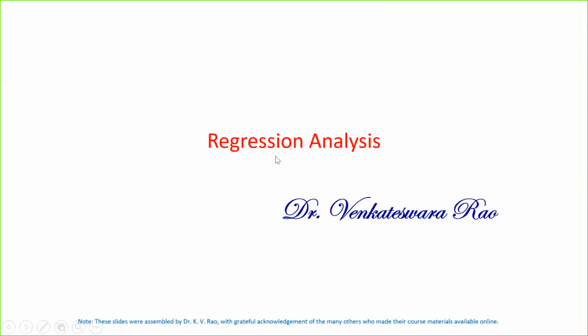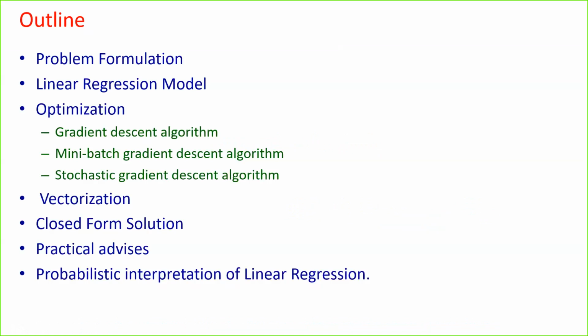This is the agenda for today's session. We'll see what the problem is and the solution for it, the linear regression model. Then we'll look at the optimization part of it. We're going to discuss various algorithms, including gradient descent, mini batch gradient descent, stochastic gradient descent, etc. We'll also see the vectorization part, the closed form solution, some practical advice while implementing this algorithm, and the probabilistic interpretation of linear regression. So this is the agenda for today.